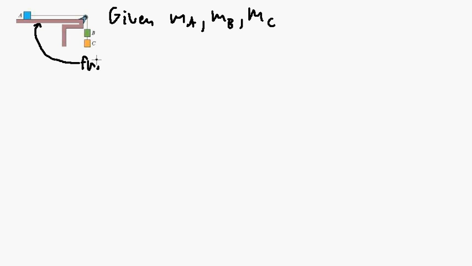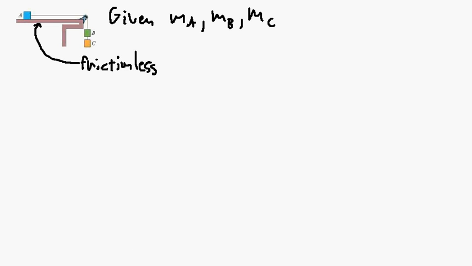Okay, problem 6. We have these three boxes. We're given the masses of all of them: MA, MB, MC, and we know that this is all frictionless. Actually, they didn't tell us, but you can't solve the problem without knowing the friction. Since they don't tell you what it is, you can sort of assume it's frictionless. So not great, I know, but there you go. The pulley is also frictionless.